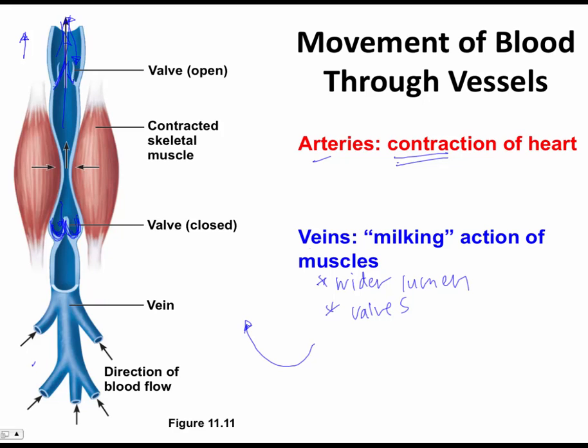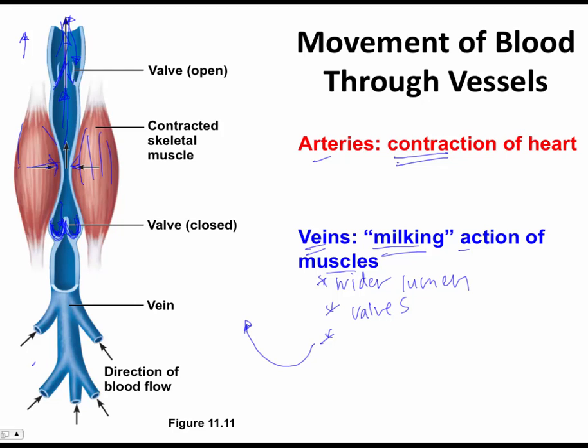Now, the majority of the movement through your veins is what's called the milking action of muscles. If you think about milking a cow, what happens? Well, you pull on the mammary glands and the nipples of the cow, and so you're physically pushing all of that milk to come out. Same thing here. As you contract your muscles, you're going to squeeze along the walls of your veins, and you're going to force blood through in one direction. Why is it not going to go in the other direction?